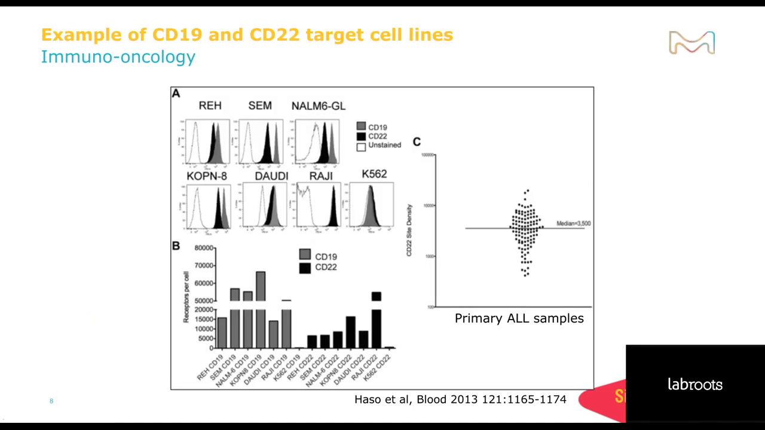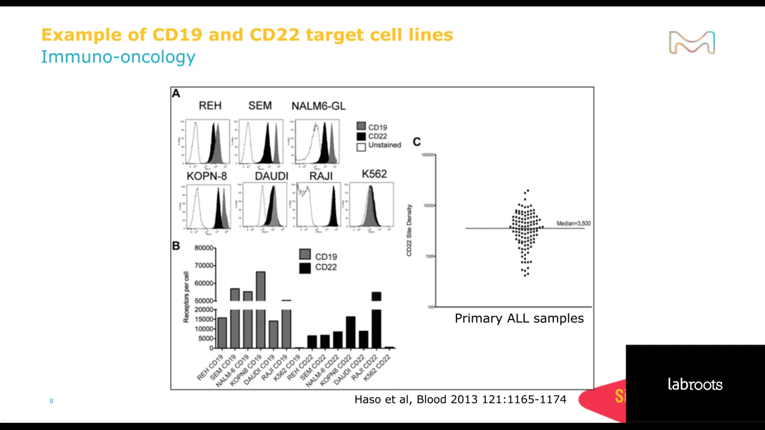This is an example of some of the target cell lines that are typically used in drug discovery and preclinical testing. This is a paper from 2013, which was looking at two B-cell lymphoma targets, CD19 and CD22. Positive and negative controls were required for these assays, so a cell line that expresses CD19 but not CD22, or CD22 and not CD19.